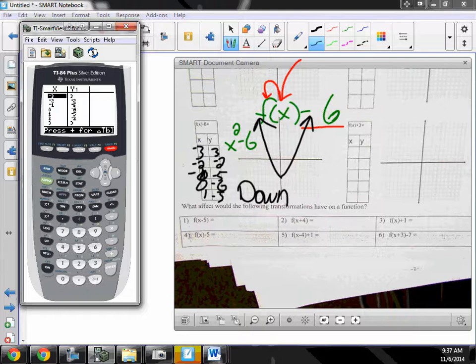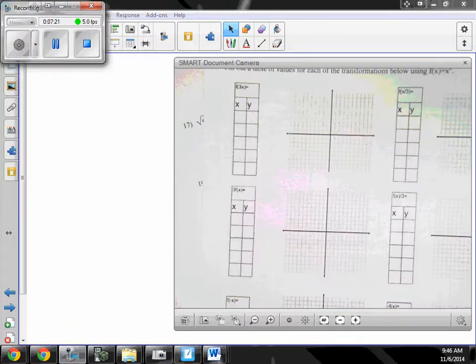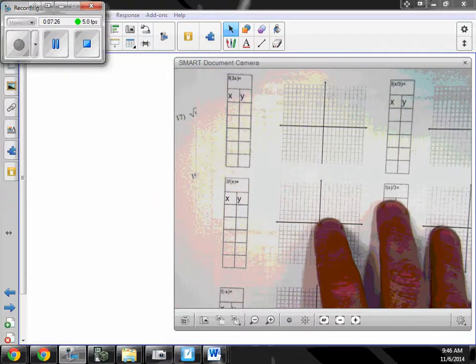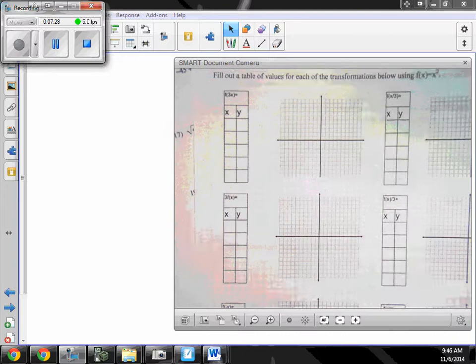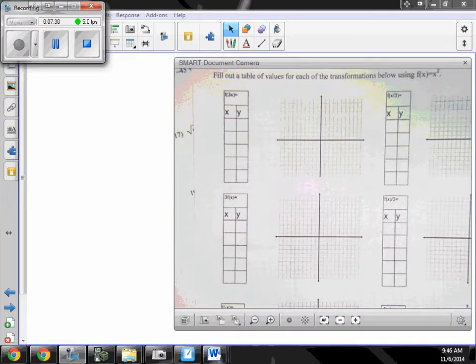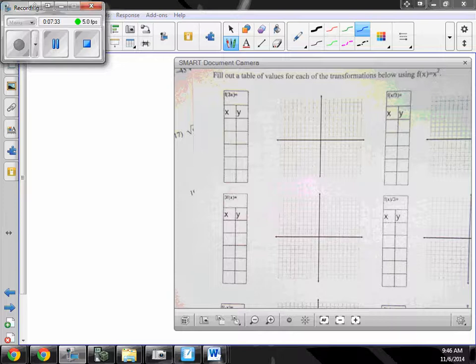Okay, I want you to do the next one on your own. I'll pause the video. Okay. On the next page we have f of x plus 3. What would that look like in equation form? What would we put into our y equals?